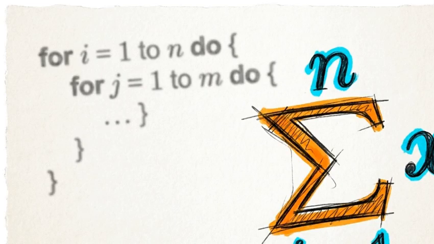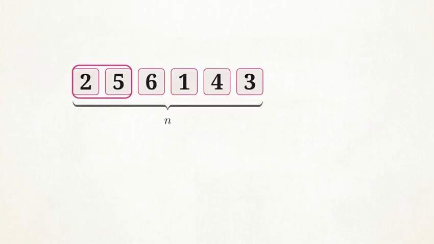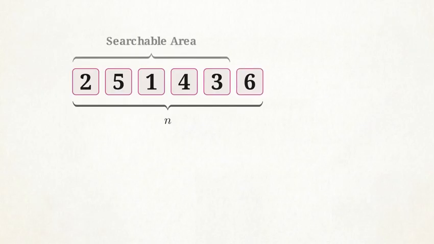Looking closely at those loops reveals a predictable mathematical series. In the first pass, the algorithm compares every adjacent pair of elements. By the end of that pass, the largest number is locked into place. For the second pass, the searchable area of the array has shrunk by exactly one element.